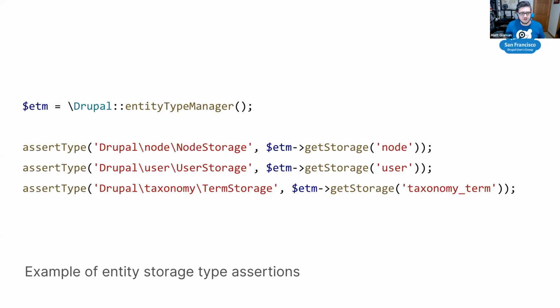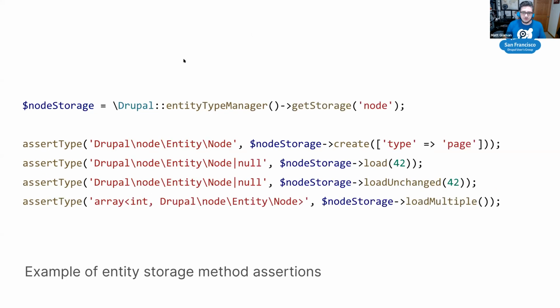So we have the entity type manager. We say get storage node, and it knows that it's node storage. Get storage user, it's the user storage, and then taxonomy term, it's term storage. If we did block, it would know that block is a config entity and return back the default config entity storage.